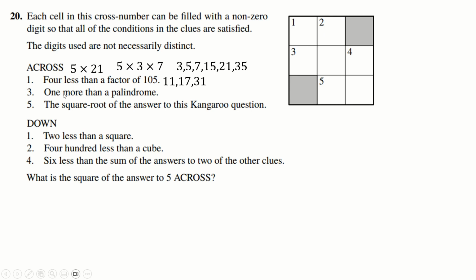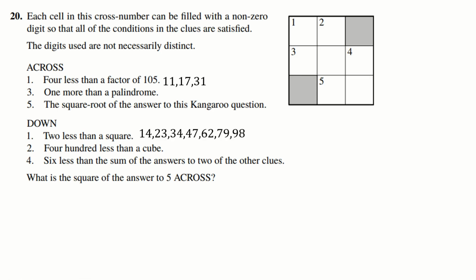Cool. 3 across is one more than a palindrome. There are way too many palindromes to list that are 3 digits, so I have to skip that. 5 is something to do with the answer, so I have to skip that. 1 down is 2 less than a square. Now, 1 down is a two-digit number. That should be easy. The squares are easy to list. 1 less than them is just all these. Sorry, 2 less than them. That looks weird. 2 less than them is all of these.